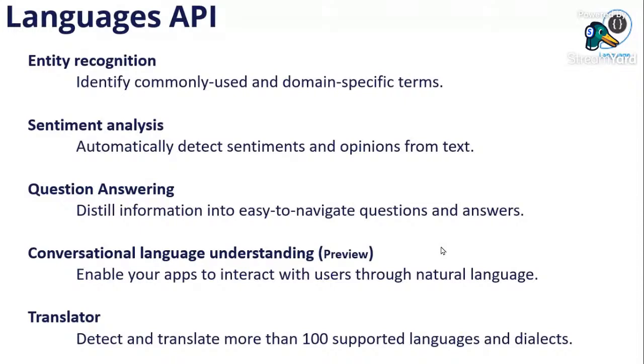And the Language API is used to identify the nature of the content: in which language it is written, and its sentiment analysis, whether it is neutral, or a positive or negative sentiment. Those are the things provided by the Language API.